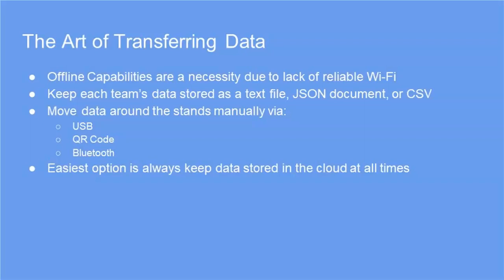So when you're deciding what kind of data transfer you want to use for your scouting system, be conscious of both the speed and the reliability. So there are 4 standard ways, and that's USB, over the internet, QR code, and Bluetooth. So USB data transfer is the most reliable. If your scouting app has any form of file, it can be transferred via USB.